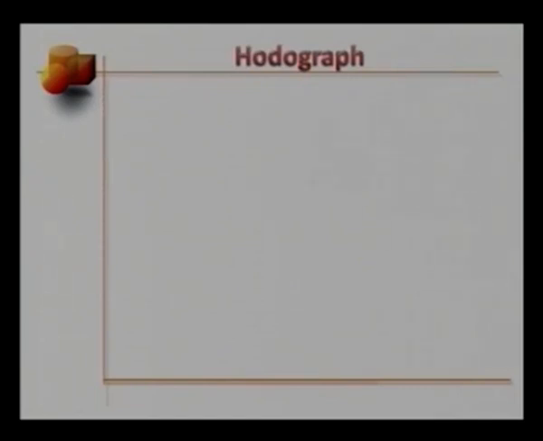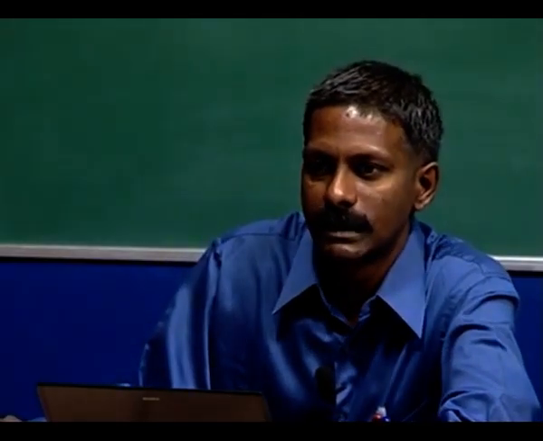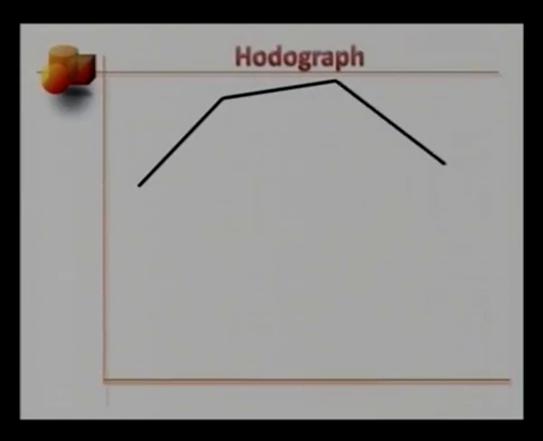How would a hodograph look? Let's consider a cubic Bezier segment. Notice that these vectors are free vectors. This is p1 minus p0, p2 minus p1, and p3 minus p2. This would mean that I can move around these vectors any way I want.